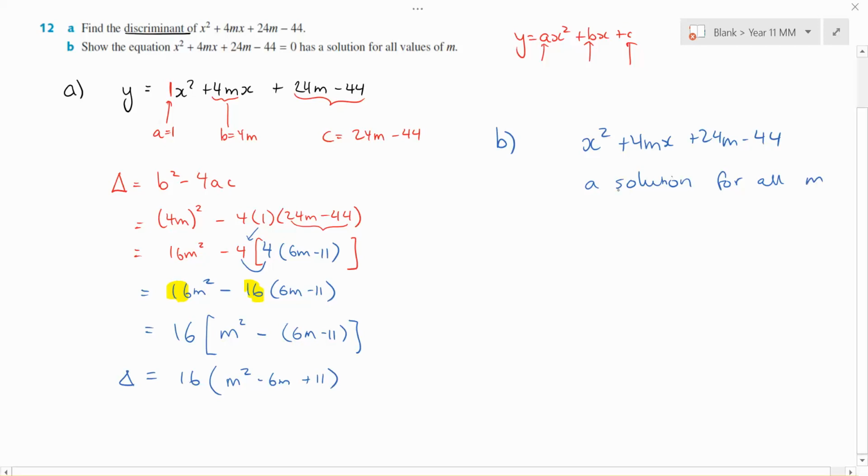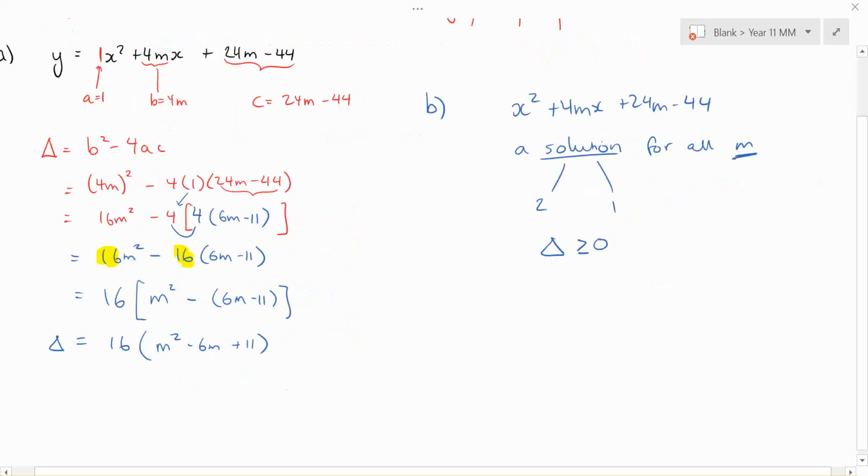What that basically means, remember, is that a solution means you have an x-intercept. So they're saying that it doesn't matter what m is, for all m values, any number that you choose for m, you should get an x-intercept, regardless. So it could be 2 x-intercepts, or you can have 1 x-intercept. But the only way to have 2 or 1 x-intercept is that the discriminant needs to be bigger than 0, or equal to 0 at the very minimum.